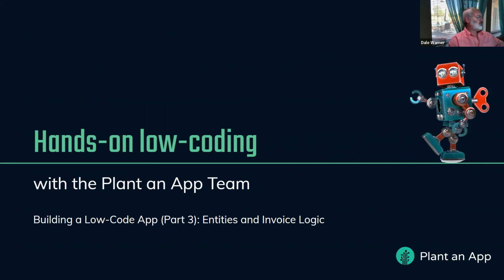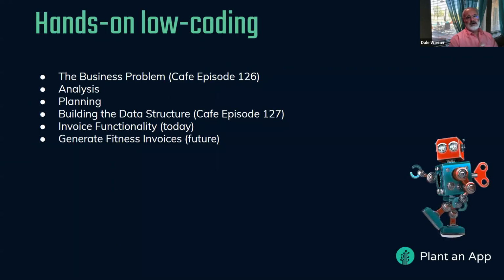Great. So we'll move on now to hands-on low coding. We've been building a fitness center application, and today we're going to focus on how to get an invoice out. We'll talk a little bit about the fitness center, but really this is generic functionality that somebody who wanted to generate an invoice could use, at least as a starter, to generate an invoice out of your system for anything.